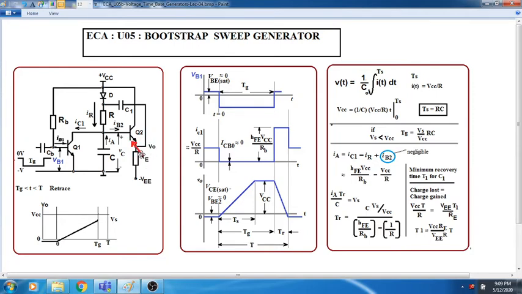Then what will happen to Q2? Q2 will go into saturation. So it will no longer work like a buffer. It will no longer work like an emitter follower. So it will reach Vcc and it will stop there. That is why we said it can only reach up to Vcc. It cannot cross that Vcc. Okay. Now that is the condition.